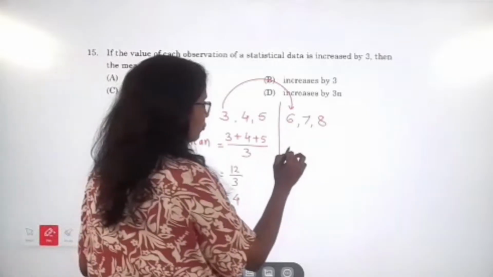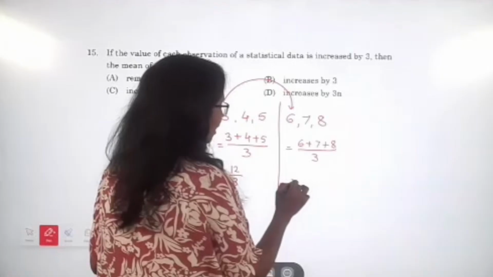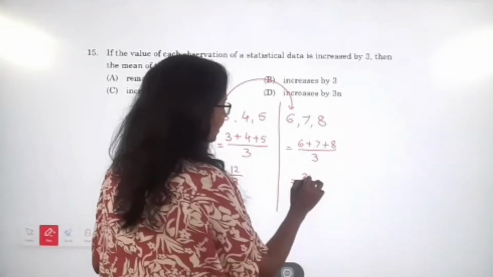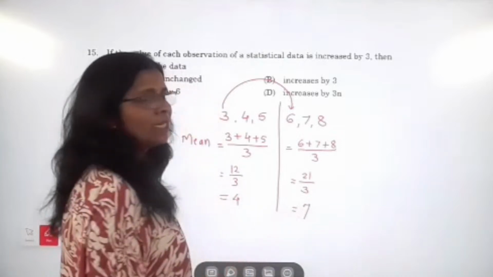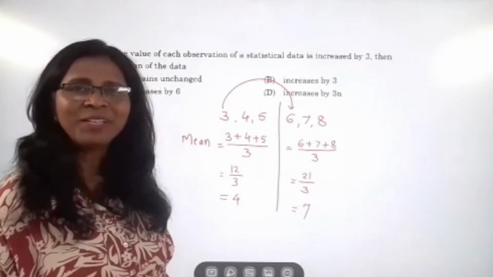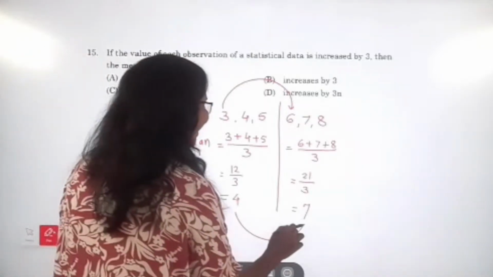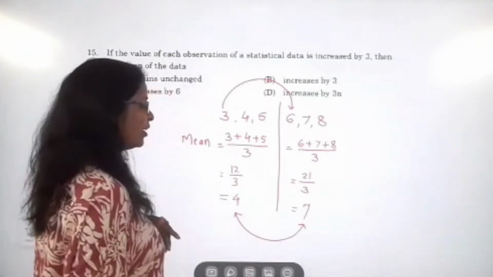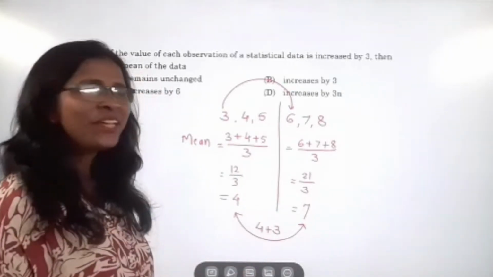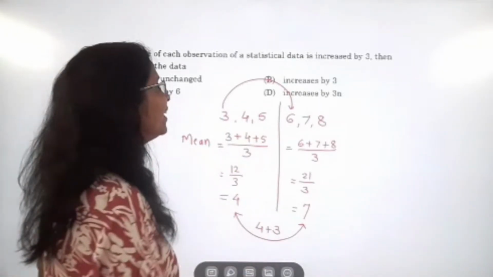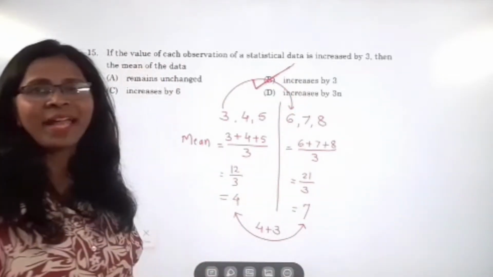And then the mean of 6 plus 7 plus 8 upon 3: 6 plus 7 is 13, plus 8 is 21, and 21 upon 3 is 7. So what is the difference? The mean is increased by 3: 4 plus 3 is 7. So the correct option is B, increased by 3.